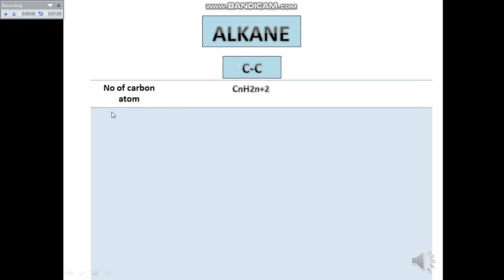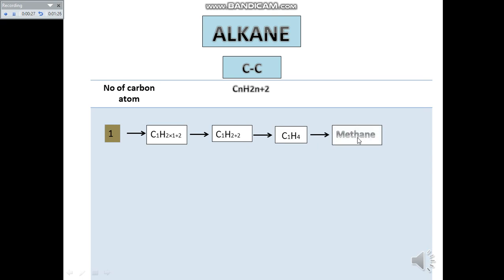Alkane is a saturated compound with carbon-carbon single bonds. For the number of carbon atoms 1, we apply n equals 1 in this formula to get the first member. C1 H(2 into 1 plus 2) is C1 H4, that is CH4, called methane. Meth is the prefix, for one carbon atom, and ane is the suffix, so methane.